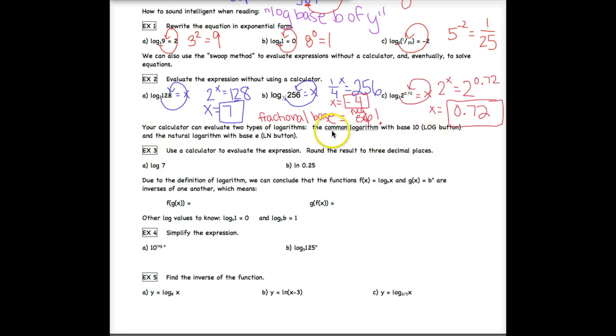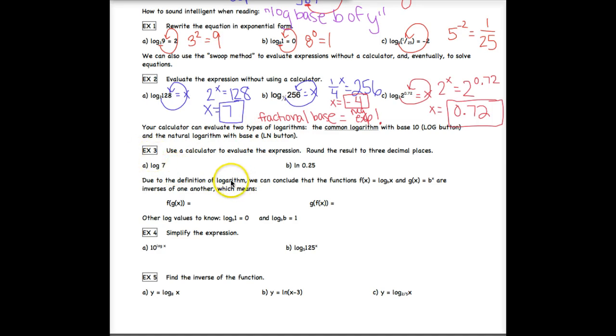Then the other button, the other type of logarithm, is the natural logarithm. And that has base E. So natural log is the LN button, which is directly underneath the log button. So when we learned the e to the x functions and we called those natural base, that's why these are called natural logs, because they have the natural base as their base.